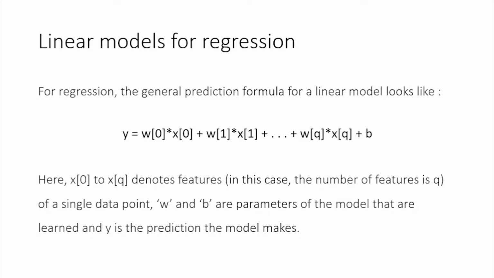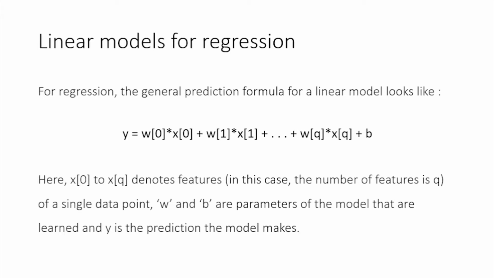Linear models for regression. For regression, the general prediction formula for a linear model looks like y equals w0 multiplied by x0 plus w1 multiplied by x1, and that continues up to the number of features. For example, in this case, we have q input features, so therefore wq into xq plus b. Here x0 to xq denote the features, and as I said, the number of features of a single data point is q. W and b are parameters of the model that are learned, and y is the prediction the model makes.